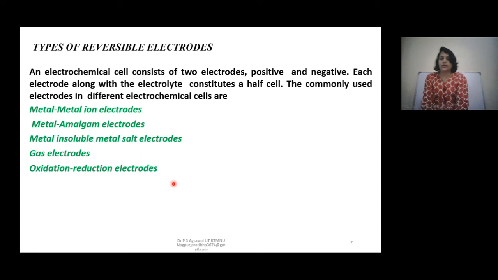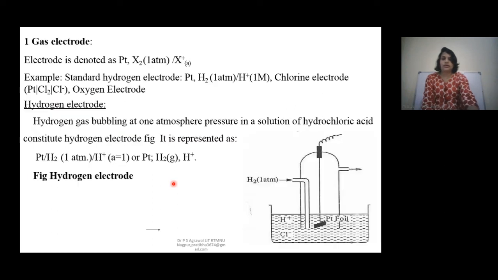Now, electrodes are of various types: metal ion electrode, metal amalgam electrode, metal insoluble metal salt electrode, gas electrode, and oxidation reduction electrode. We will see all these one by one. First of all, the gas electrode. This is the hydrogen gas electrode. We can similarly construct an oxygen electrode, a chlorine electrode, and so on.